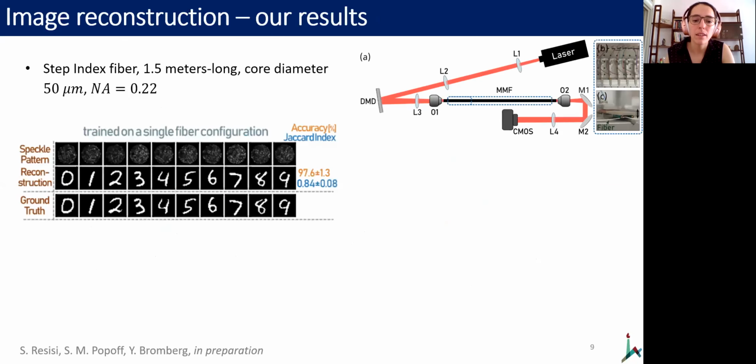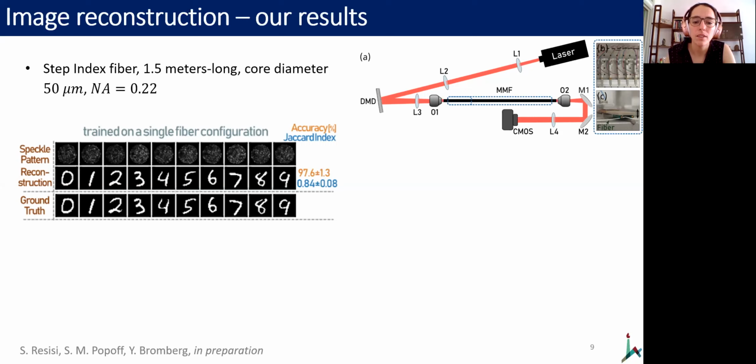We started by training the network on a single configuration of the fiber. That is, we define a random set of positions for the actuators and acquire image pairs only from this configuration. To avoid confusion, perhaps I should clarify that even though experimentally the input is a digit image on the DMD and the output is a speckle pattern, when we refer to the neural network, it's reversed. The input we give the network is a speckle, and we train it to predict the digit image.